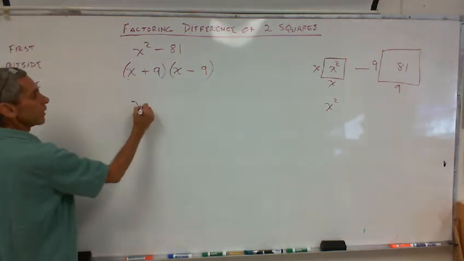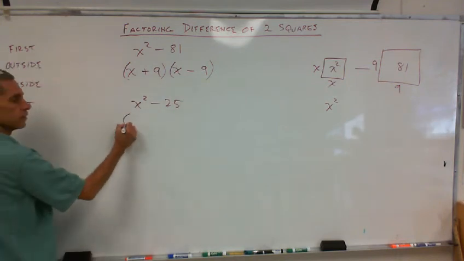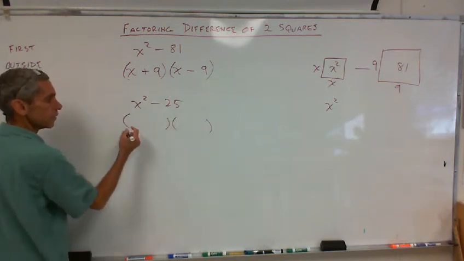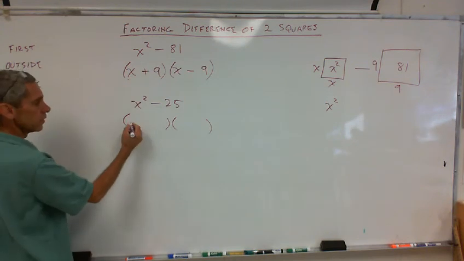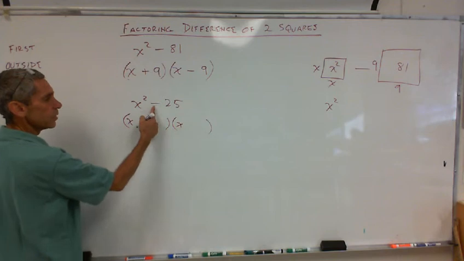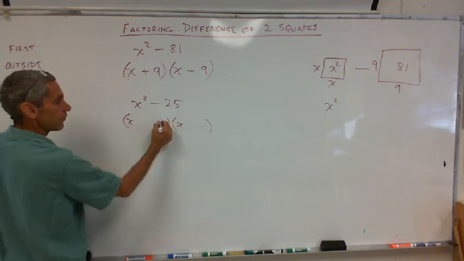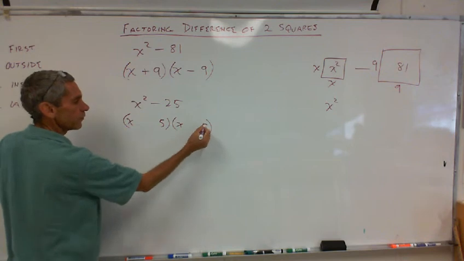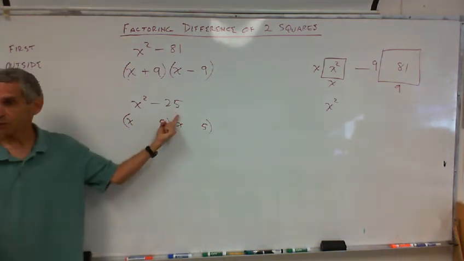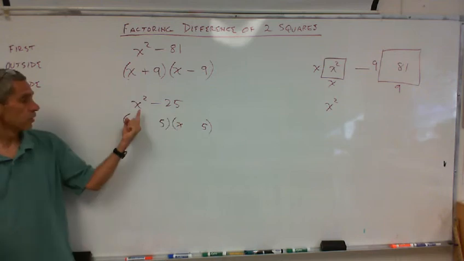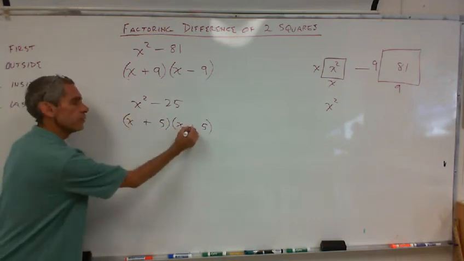So let's try another one. X squared minus 25. All right. There is no middle term. There's 0 x's, right? So I know this is x, I know this is x. No middle term, these two numbers have to be identical. 5 and 5. Square root of 25 is 5 and 5. Notice if it's perfect squares, it always has a square root, right? Always has a square root. So the square root of x squared is x, the square root of 25 is 5. One's plus, one of them's minus.